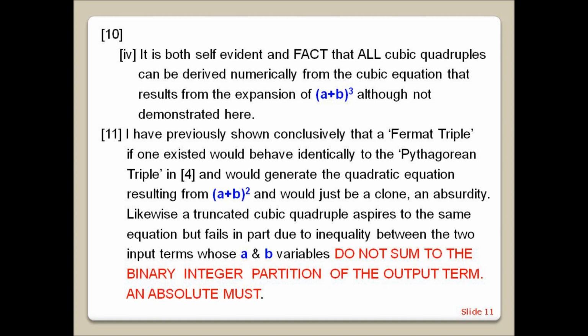11. I have previously shown conclusively that a Fermat triple, if one existed, would behave identically to the Pythagorean triple in 4, and would generate the quadratic equation resulting from (a plus b) all squared, and would just be a clone, an absurdity. Likewise, a truncated cubic quadruple aspires to the same equation, but fails in part due to inequality between the two input terms whose a and b variables do not sum to the binary integer partition of the output term, an absolute must.